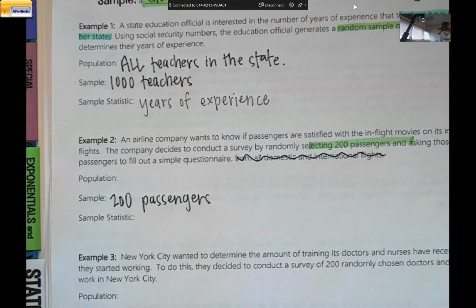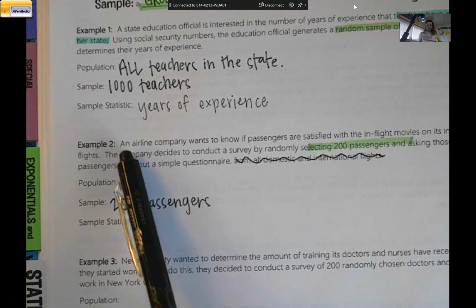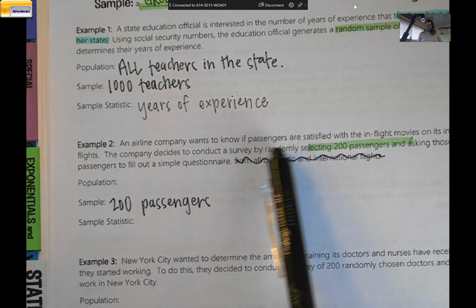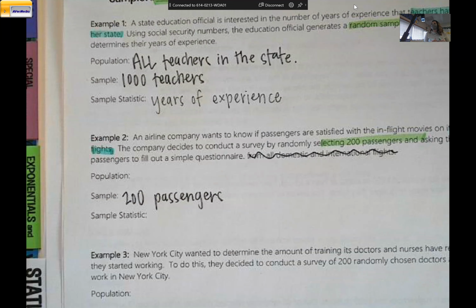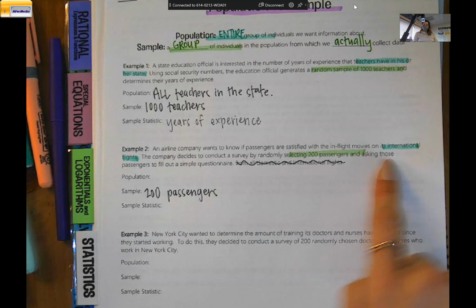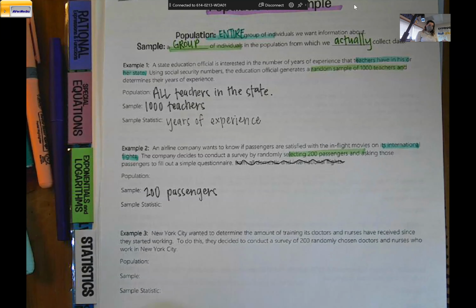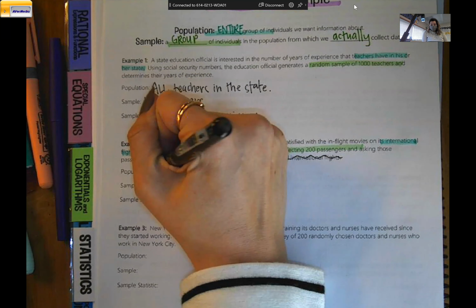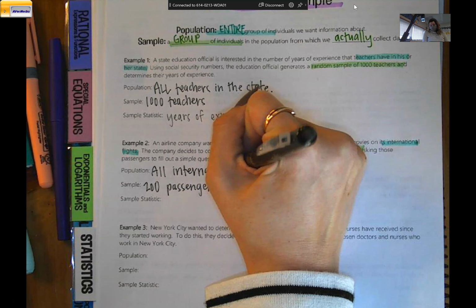To find out what our population of interest is, we usually want to think about who is interested in this information. So it says an airline company wants to know if the passengers are satisfied with the in-flight movies on its international flights. So we know that our population is going to be passengers because that's what our sample is, but we need to be specific, so the population would be all international passengers.